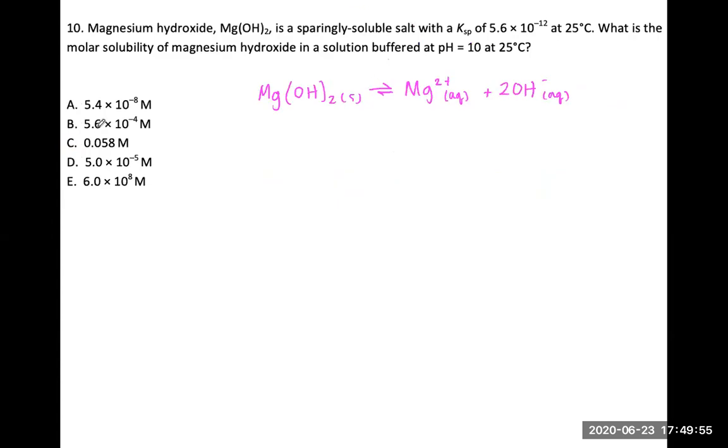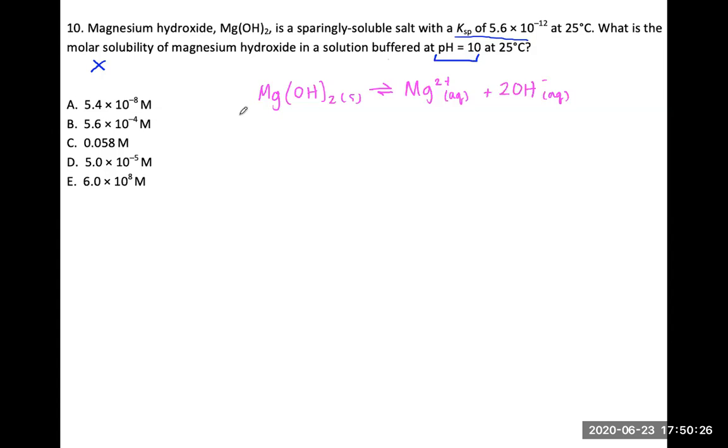Here in number 10, we have another solubility problem, but here they give us the KSP. We're not solving for it this time. And what they're trying to get us to figure out is the molar solubility of magnesium hydroxide. The molar solubility is always referring to the X value from our ice table. Then they go ahead and they tell us that our solution is buffered, so we have a pH of 10.